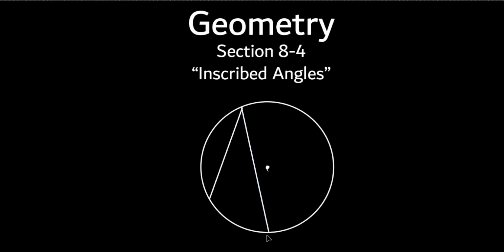There's an angle, would you agree? The vertex is on the circle because the vertex of the angle is right there. And the sides of that angle are chords of the circle. You hear what I said? That's basically the definition. Okay, that's called a what? An inscribed angle.